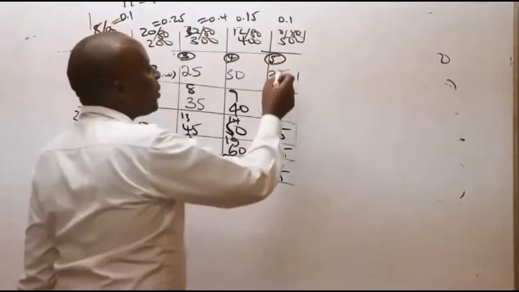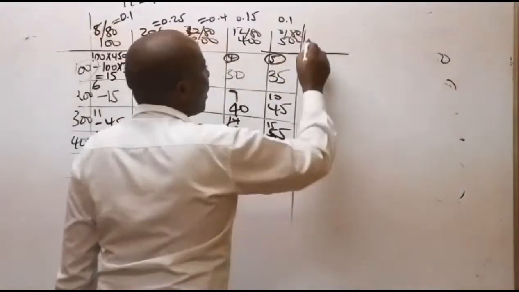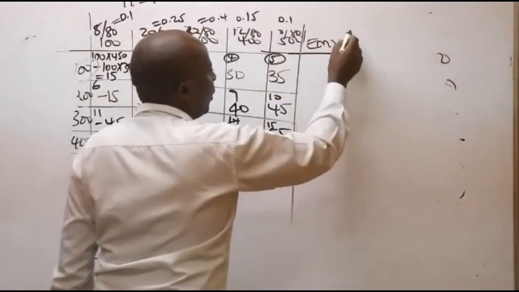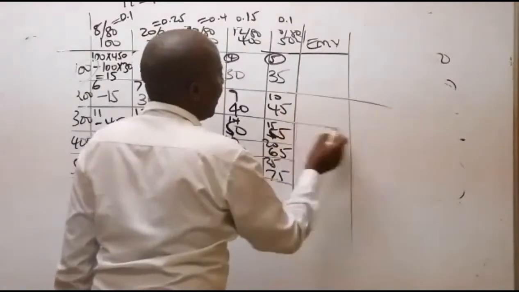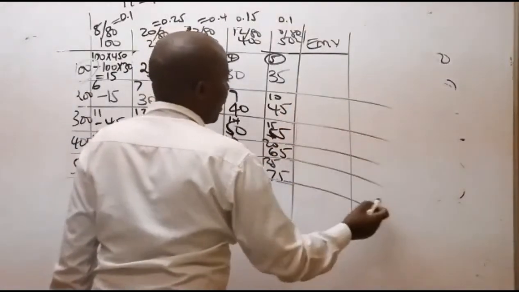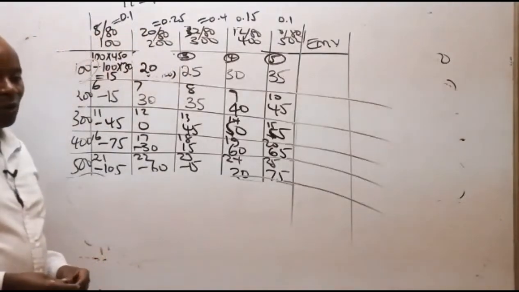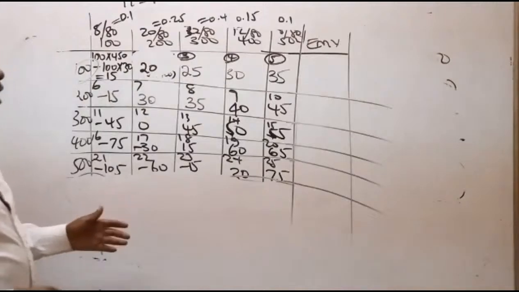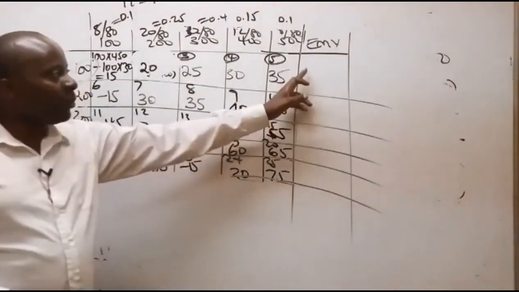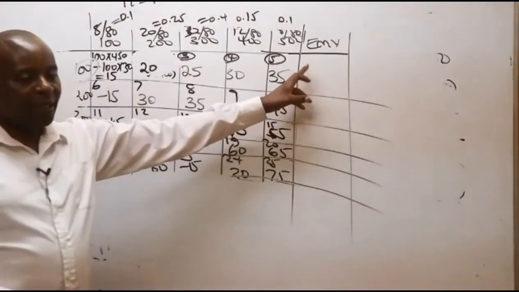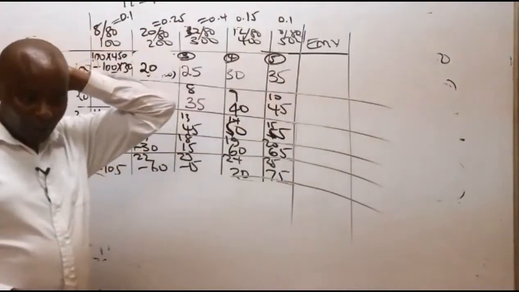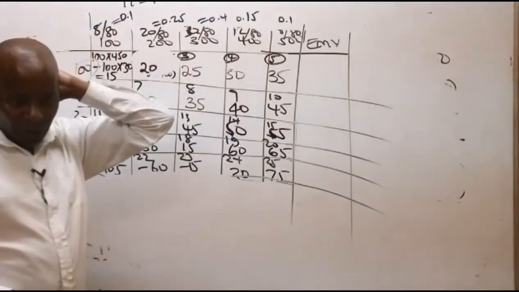So come here, ladies and gentlemen, and give us the expected monetary value. What do you think we are going to do to be able to get the expected monetary value for the first alternative?